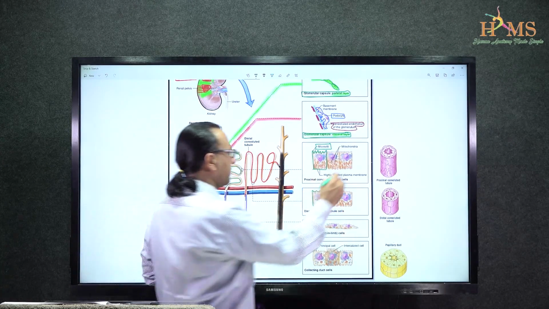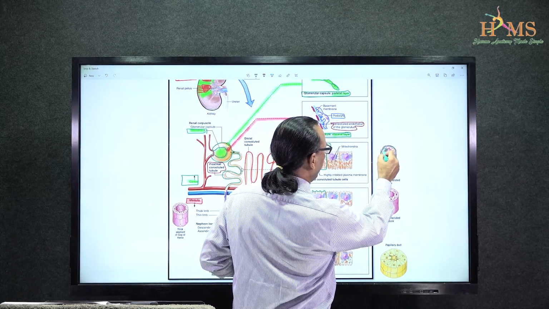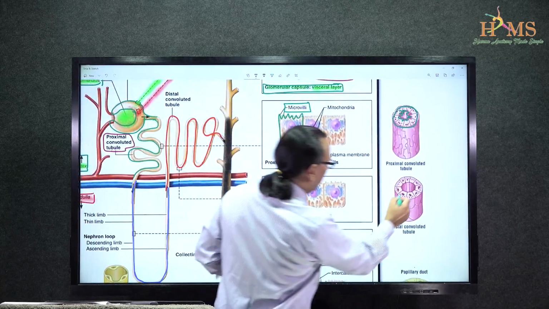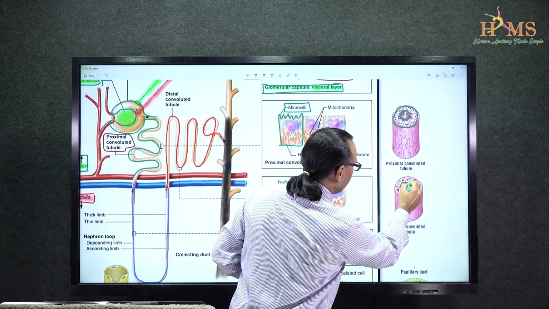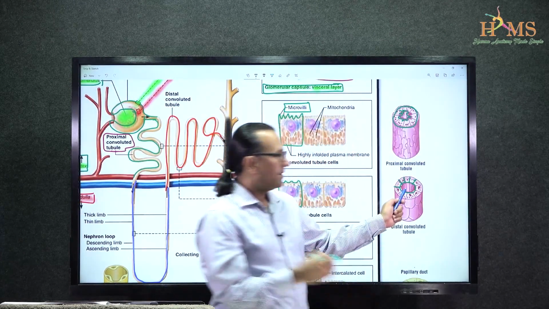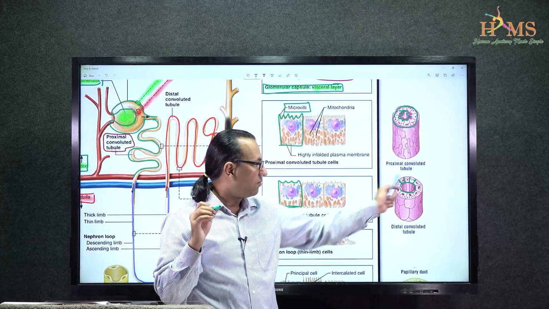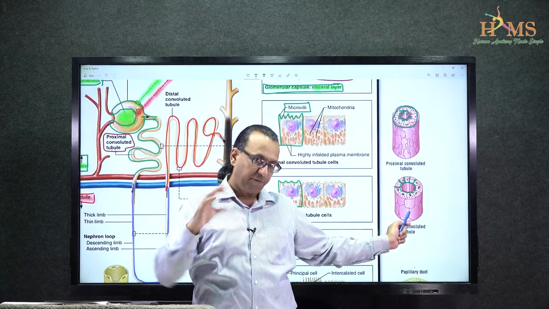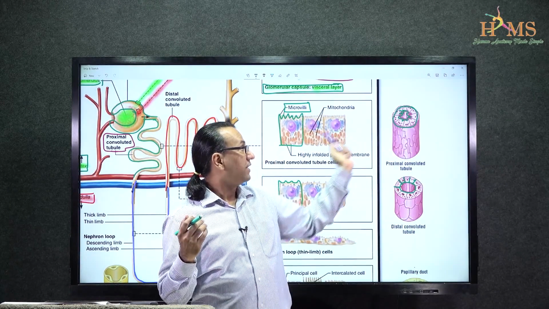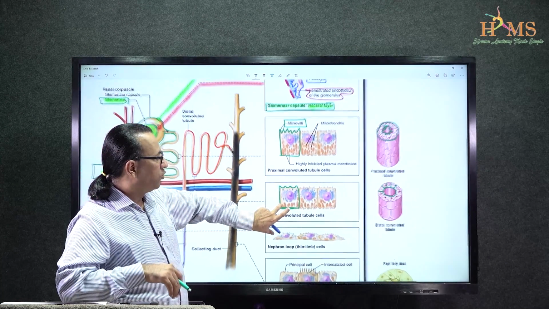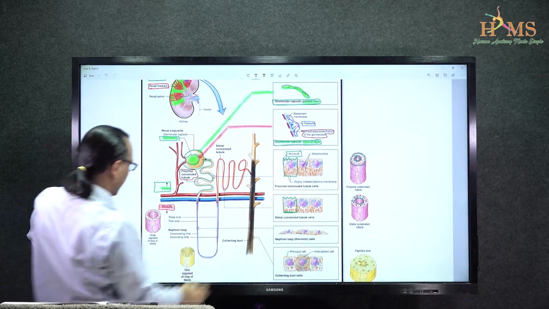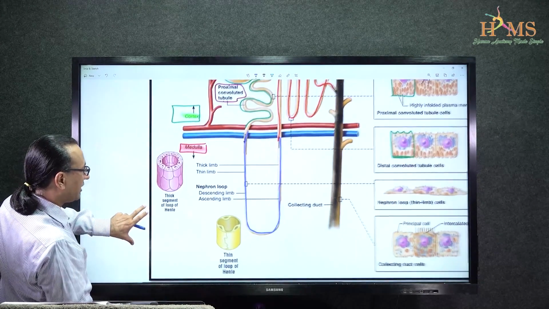And if you compare them here, the PCT will be showing a lot of microvilli towards the lumen, as you can zoom a little bit here. But in the DCT, though the cells are cuboidal epithelium only, microvilli are almost missing. There is no brush border which you find in the PCT. And what about the loop of Henle? As you talk about the loop of Henle, you'll be having a simple squamous epithelium.